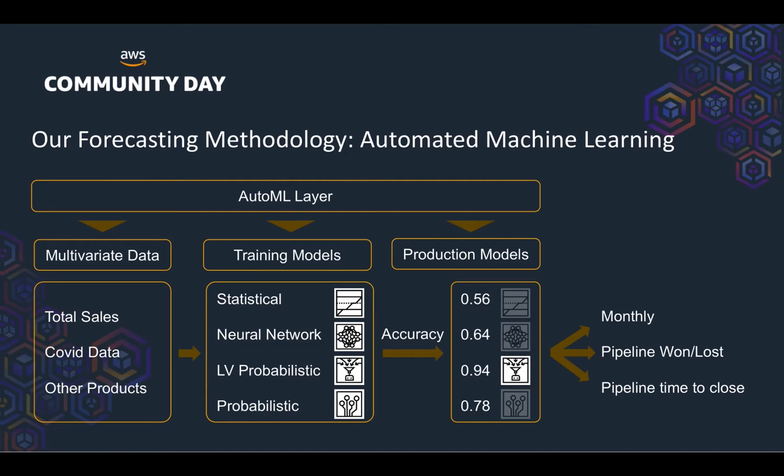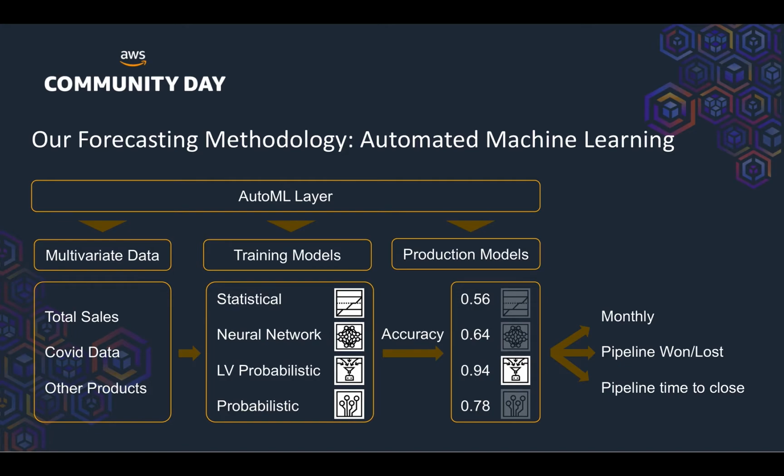After we prepare the input, this data will be trained on a list of models. The AutoML methodology will be used to choose the best model to generate the final forecast. As shown below, the AutoML layer contains three parts. They are the multivariate data, training models, and production models.